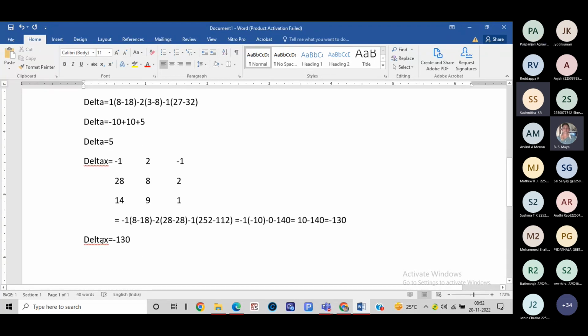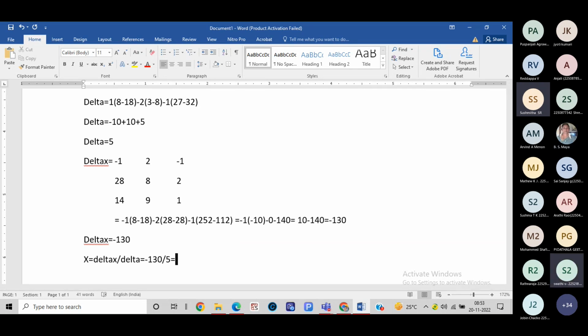Can you find out delta y? After that we find all the x and y coordinates. Now x is delta x divided by delta. What is delta x? Minus 130 divided by 5. Minus 26, ma'am. Very good. Let me go for delta y.